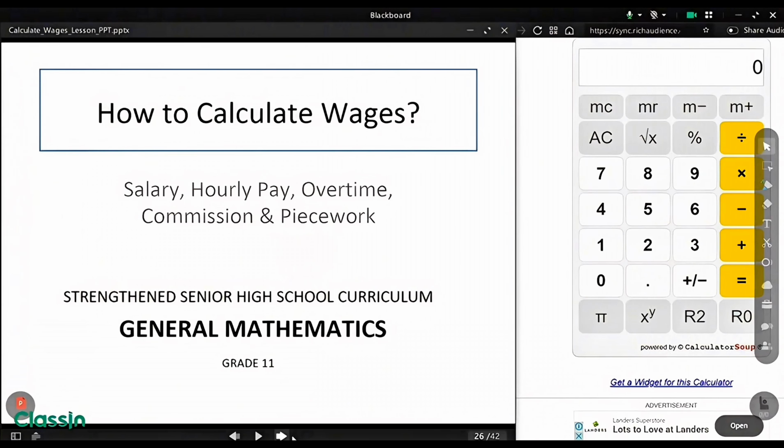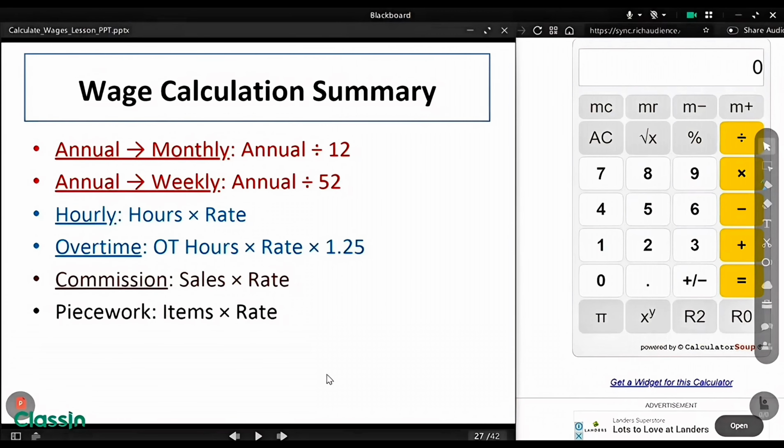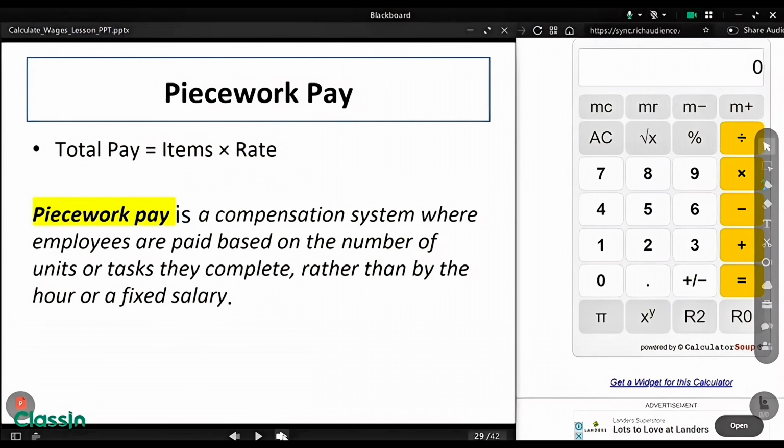The last meeting, we have done the commission. For today, we're going to talk about the piecework. Let's have first the meaning of piecework pay.